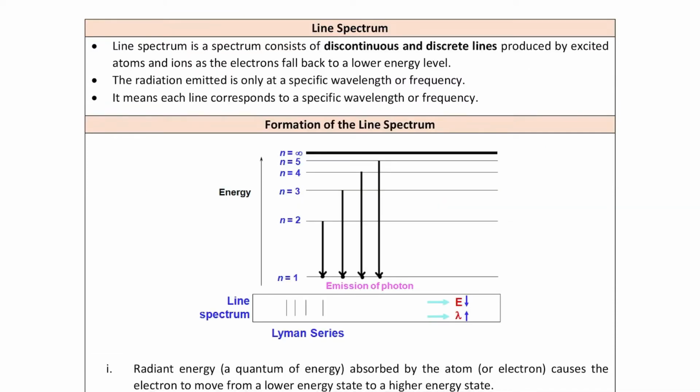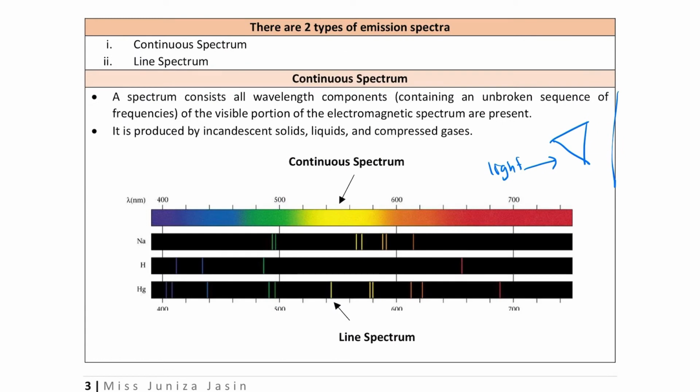Okay, so let us look at line spectrum yang lebih penting. Line spectrum is a spectrum consists of discontinuous and discrete line produced by excited atoms and ions as they fall back to a lower energy level. So line spectrum ni dia dah cakap dah discontinuous, which is opposite to continuous spectrum. Continuous spectrum continuous lah. Ini discontinuous, that means dia tidak bersambung. Dan dia ada discrete line. Discrete line tu maksudnya referring to this one lah. Ini line ni. So discrete line.